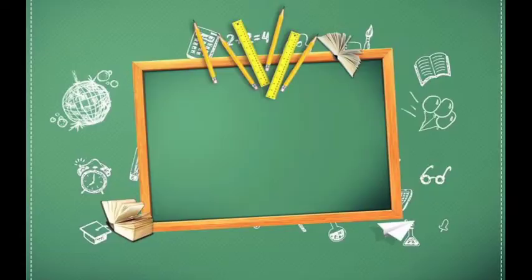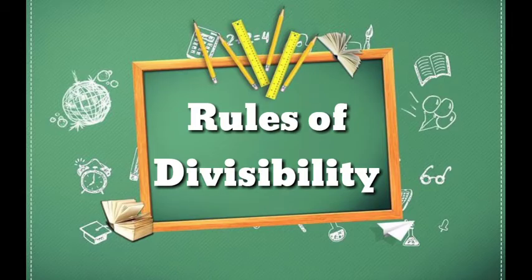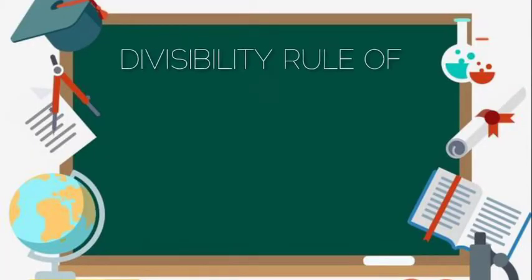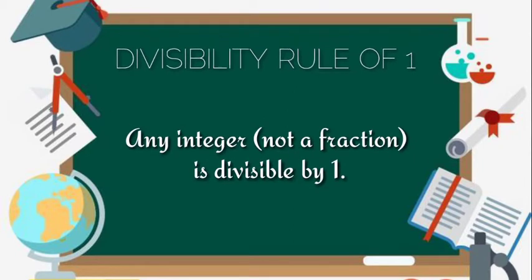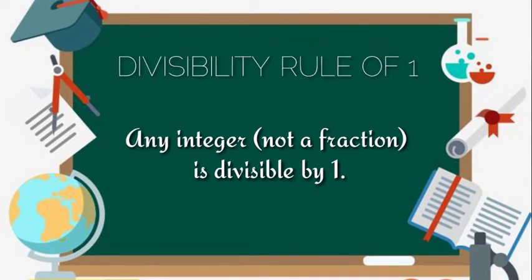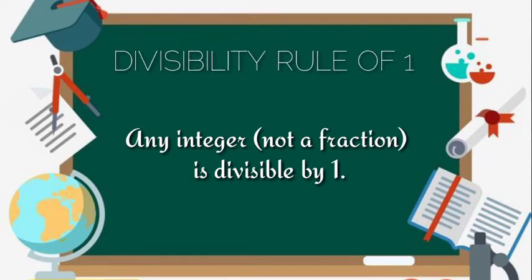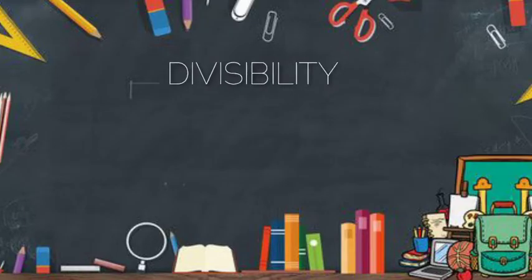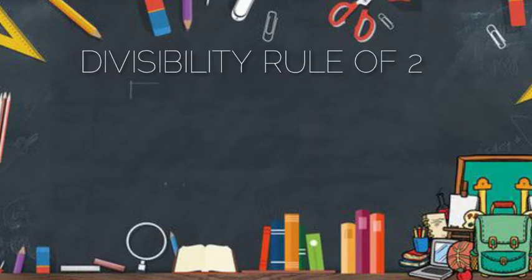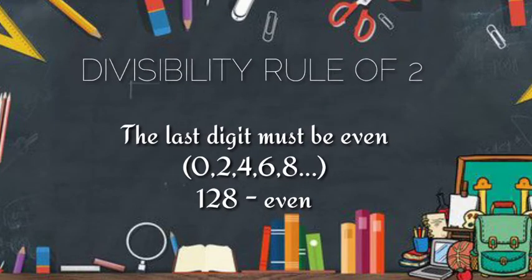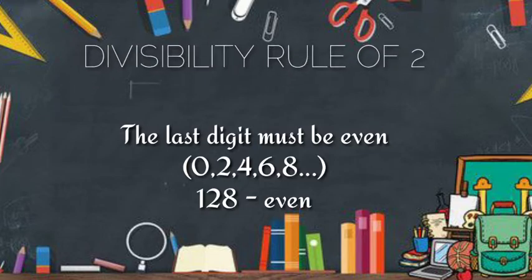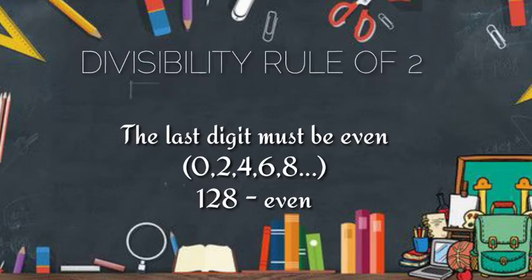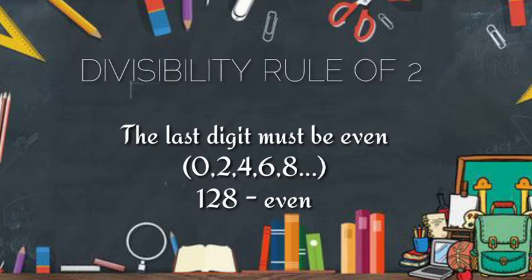So these are the rules of divisibility. Divisibility rule of 1: any integer, not a fraction, is divisible by 1. Divisibility rule of 2: the last digit must be even: 0, 2, 4, 6, 8. For example, 128. 8 is even, so 128 is divisible by 2.